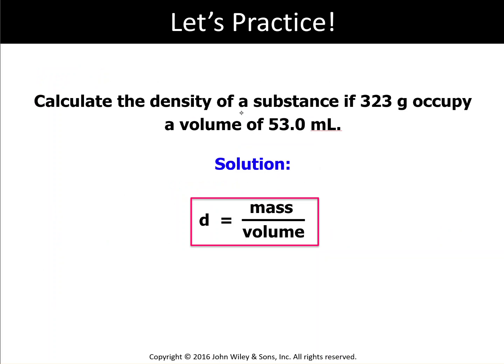You want to calculate the density of a substance if 323 grams occupy a volume of 53 milliliters. So density is mass over volume. Mass is 323 grams and volume is 53 milliliters. So 323 divided by 53, which is 6.09 grams per milliliter.